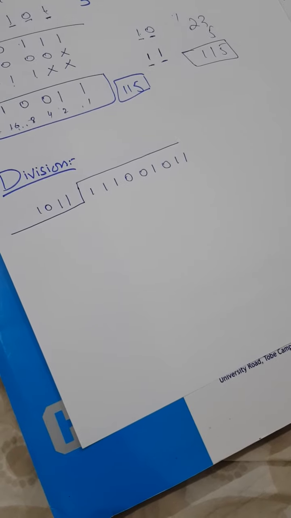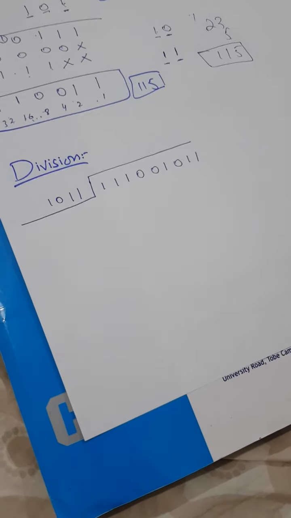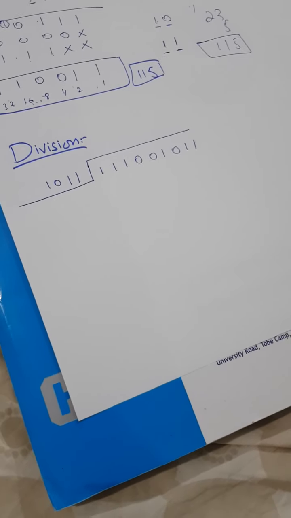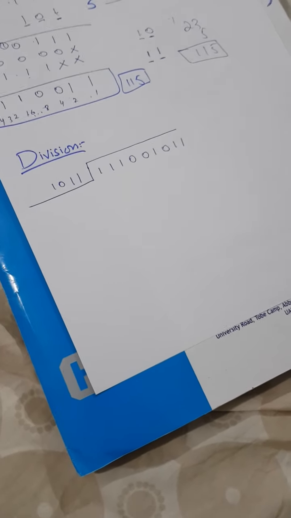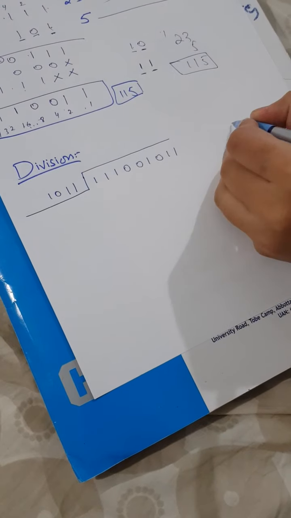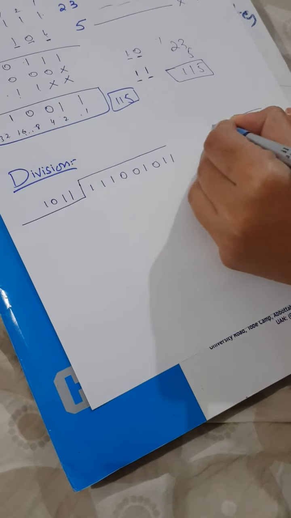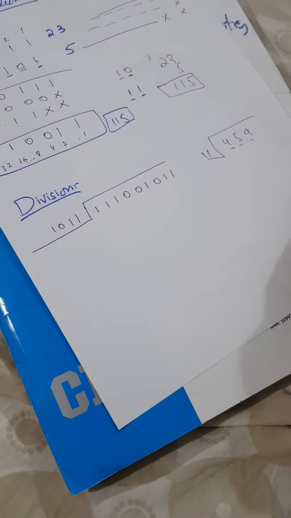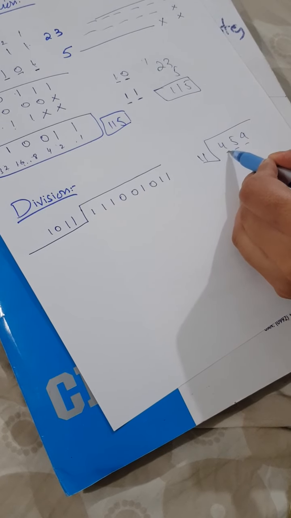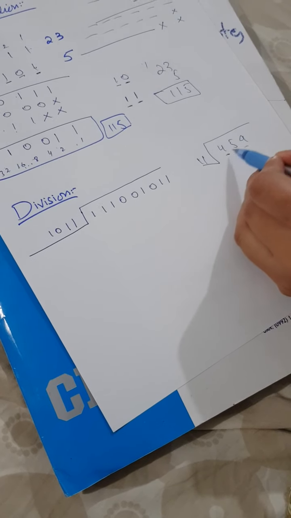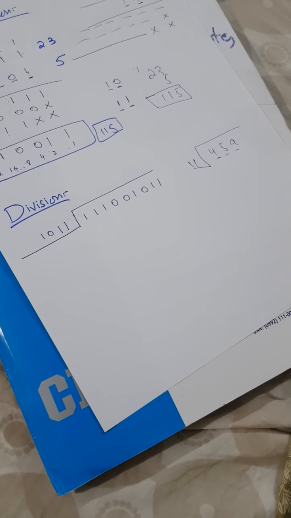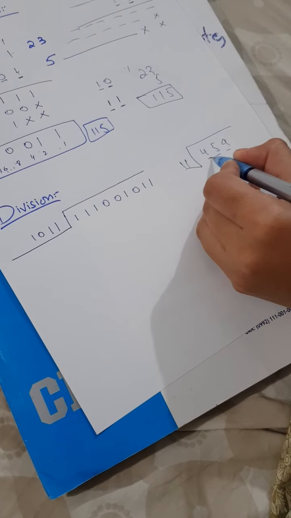Okay, the last binary mathematical operation is binary division. The rules of binary division are again similar to decimal division. How? For example, you need to divide 459 by 11, let's say. So how do we start the division? We start it by one value. Okay? 11 and 4. As long as your dividend is less than your divisor, you cannot divide. That's the rule. So you cannot divide 4.